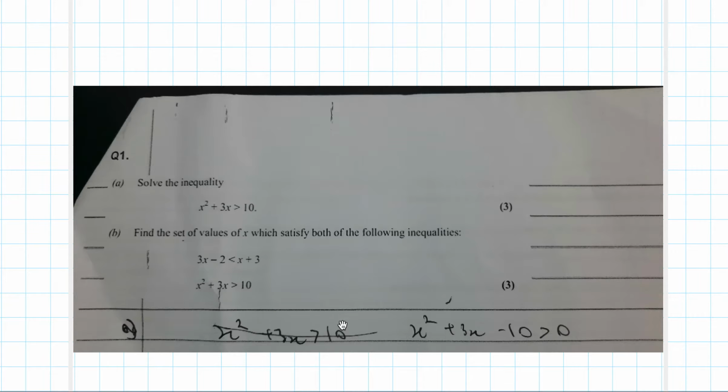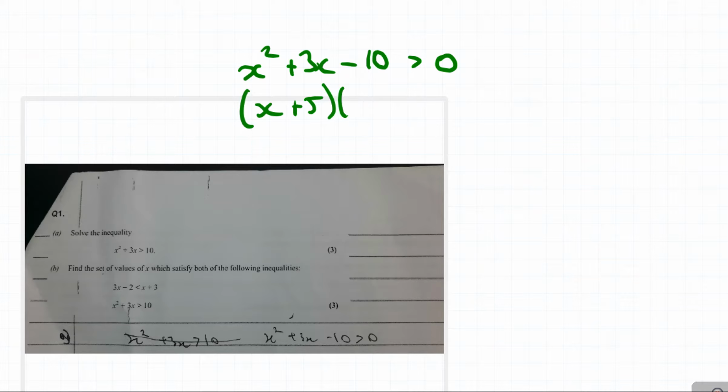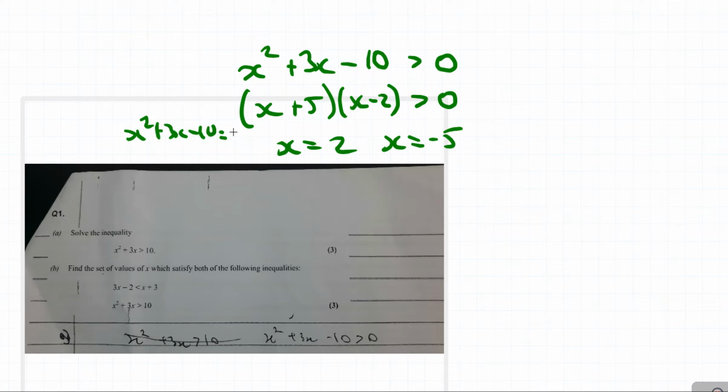Okay, the next one is: solve the inequality x² + 3x > 10. Find the set of values. That's part A. The first step this person has done is correct: we do x² + 3x - 10 > 0. We can then factorize this, or plug it in your calculator if you wish. So (x + 5)(x - 2) > 0. We could say x = 2 and x = -5 are the values where x² + 3x - 10 = 0.